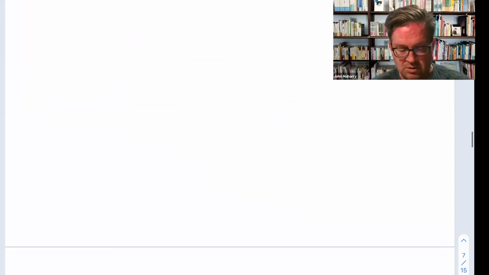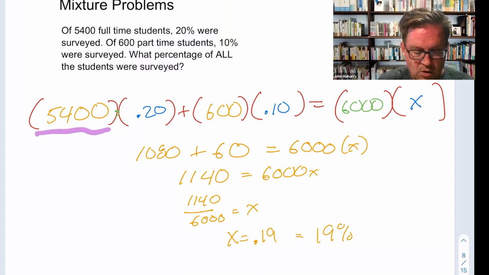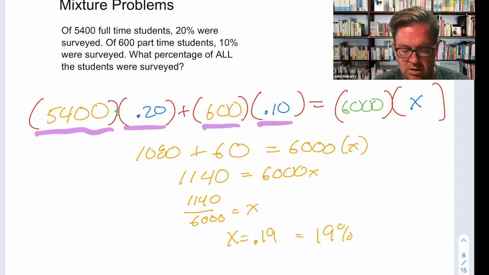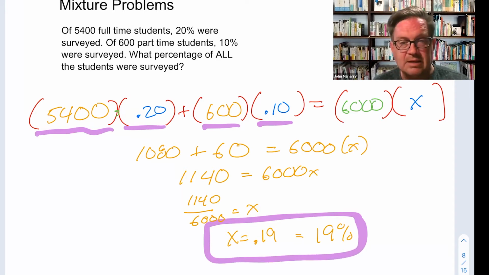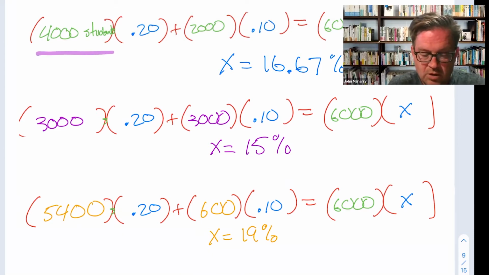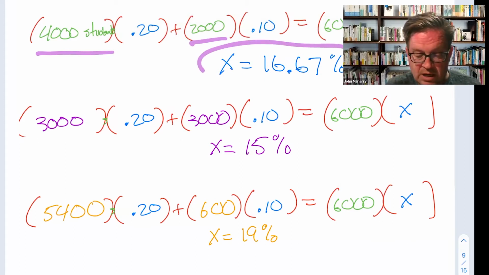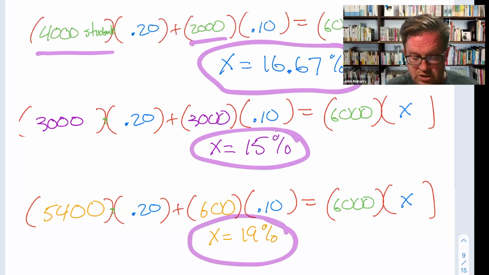Let's see if that pattern continues. What if we had some different values? Let's say we had 5,400 at the high rate and 600 at the low rate. We calculate that, we get 19% of the overall. So now we've got all three of these situations. Depending on what the proportions of the low rate and the high rate were, we get different values for the overall mixture percentage, right? And I want to see if we can find a pattern in there. And in some cases, we're going to be able to do this at least a little bit intuitively if the numbers work out nicely.